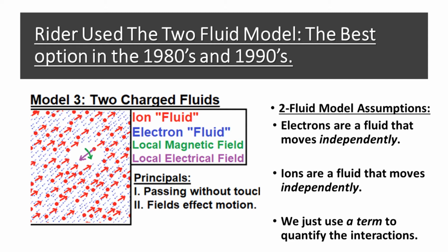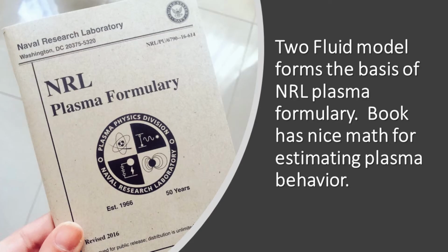And then you have this math term that accounts for how they interact with each other. Two-fluid models, by the way, were probably the state of the art for theory in plasma physics in the late 80s and early 90s. And it's the basis for the NRL Plasma Formulary, if you're wondering. It's a famous little book. You can get it online for free, or order it from the Naval Research Laboratory in the United States. That little book has all these equations spelled out, and it's essentially the two-fluid model.